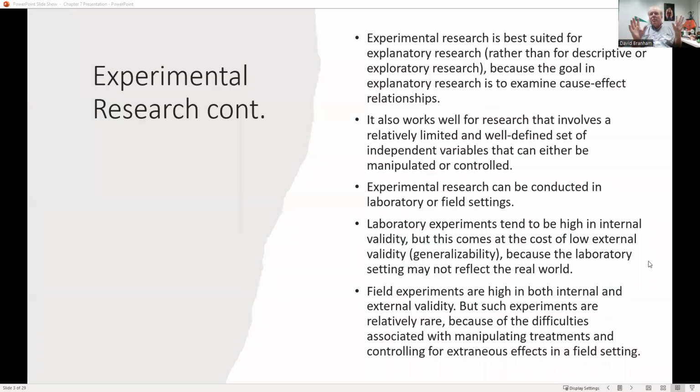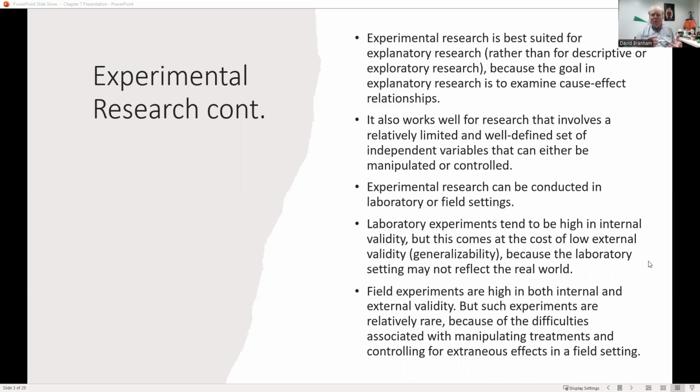Experimental research is best suited for explanatory research. Now, if you remember, we previously went over the 3 types of research. There were explanatory research, exploratory research, and descriptive research. Experimental design is best suited for that explanatory research. It's the research that most academics do, and it's the research that's the most complex, because the goal in explanatory research is to examine cause and effect. That's what experimental design is designed to do.